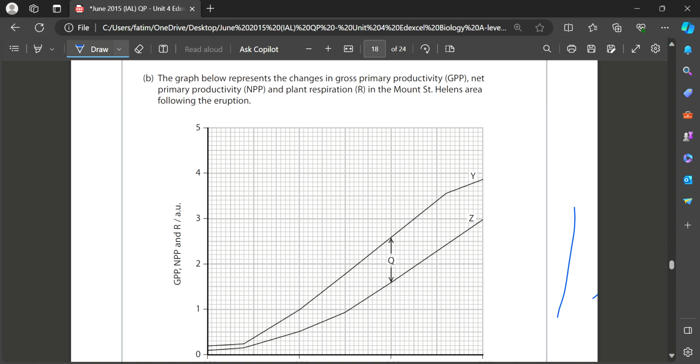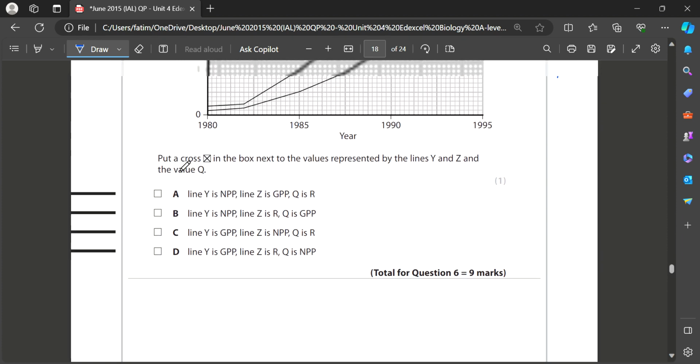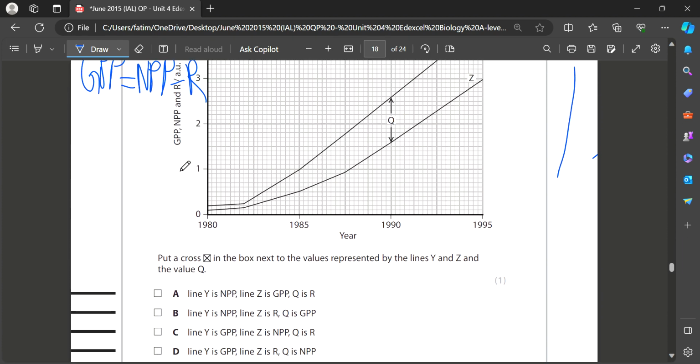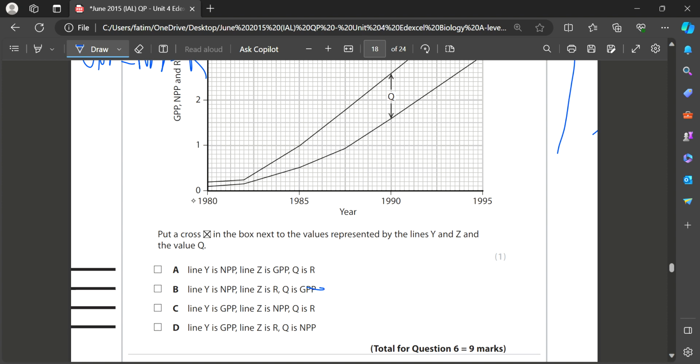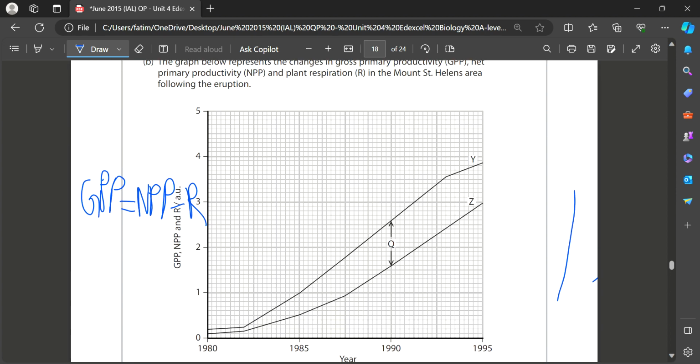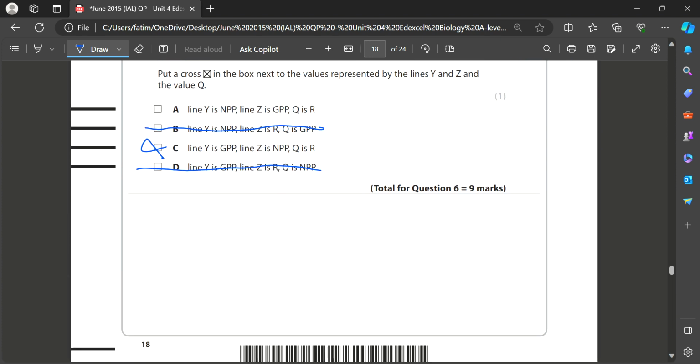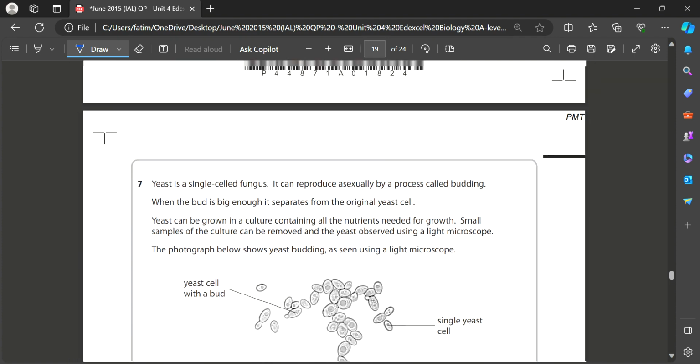Definitely GPP, because the formula is GPP equals NPP plus R. Okay, so Q is definitely respiration, so anything which says Q is R, Q is R. So Q as GPP over here is definitely wrong, and that's definitely wrong. And then the answer is C, because this is supposed to be GPP and that's supposed to be NPP. And that's it. That's the question.